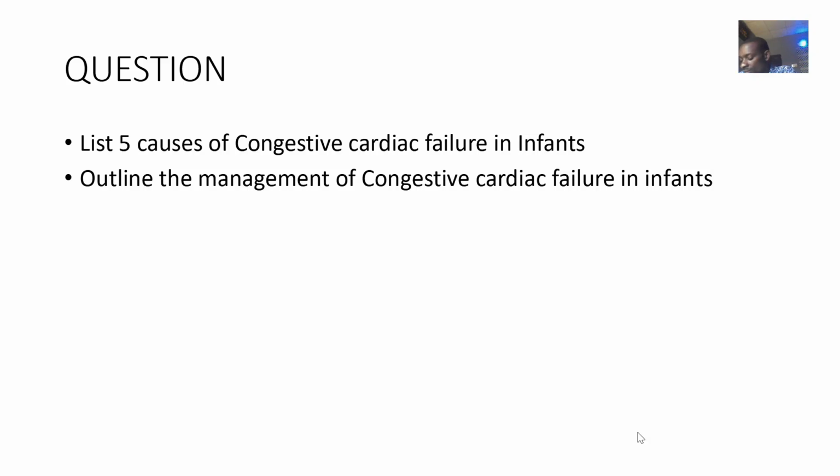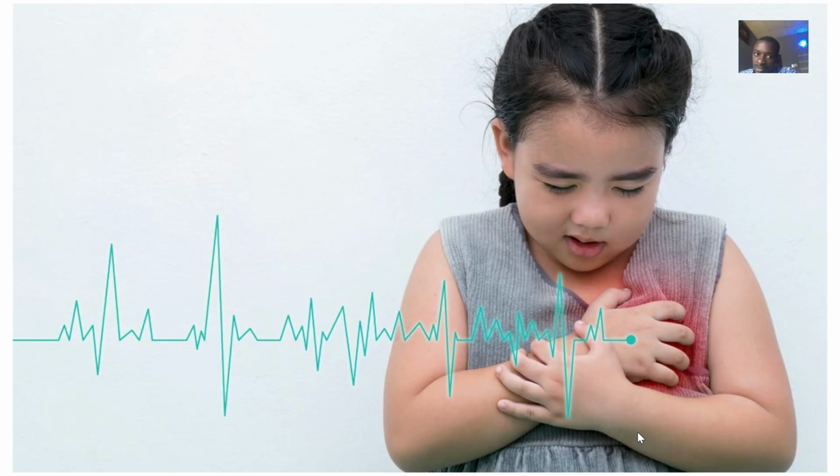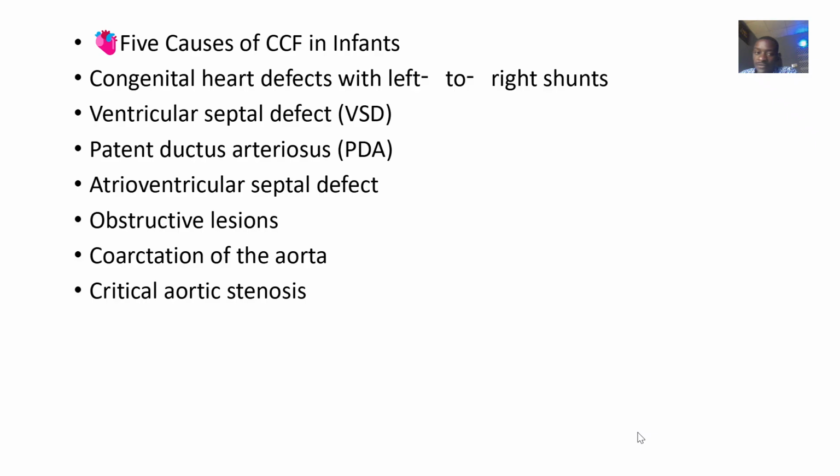You know, this is pediatric, so we're not talking about the big guys. We're talking about the babies. So, congestive cardiac failure. Talking about the 5 causes, like what could make the heart of a baby or a child want to fail? We have things like what?